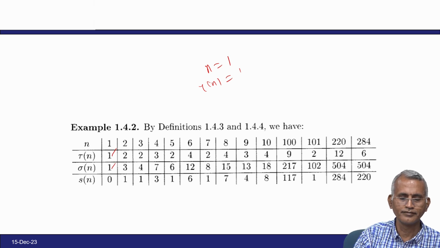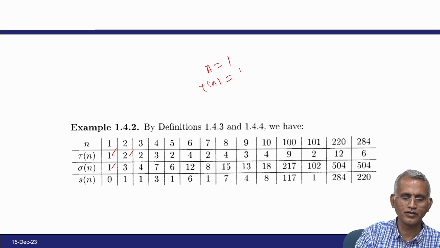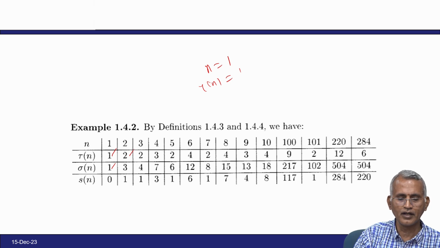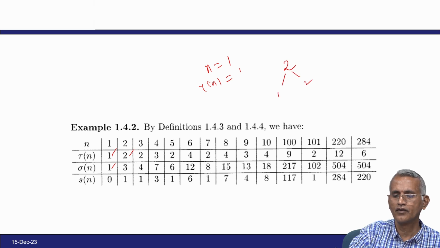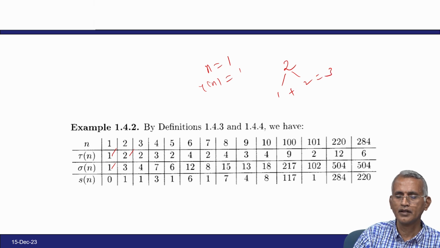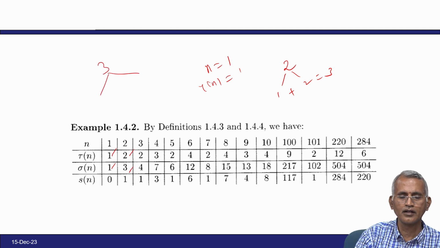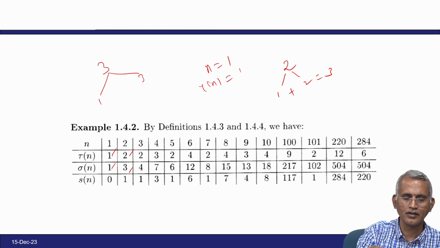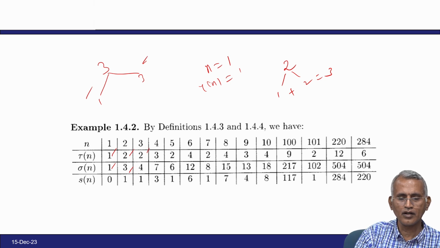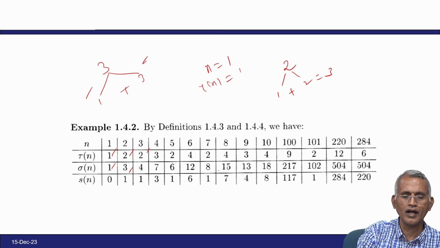Suppose you take 2, what are all the divisors of 2? 1 and 2, therefore, totally it is 2. Here the sum of the divisors: 1 divides, 2 also divides, therefore 1 plus 2 equal to 3. So tau is 2 and sigma is 3. For example, if you take 3, what are all the divisors of 3? 1 and 3. So, the number is 2, and the sum is 1 plus 3 equal to 4.